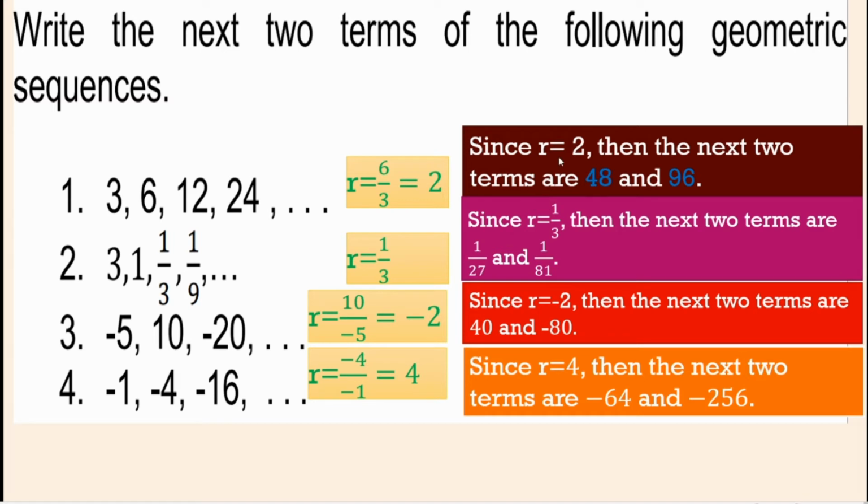We multiply 24 times 2, then 48. 48 times 2 is 96.